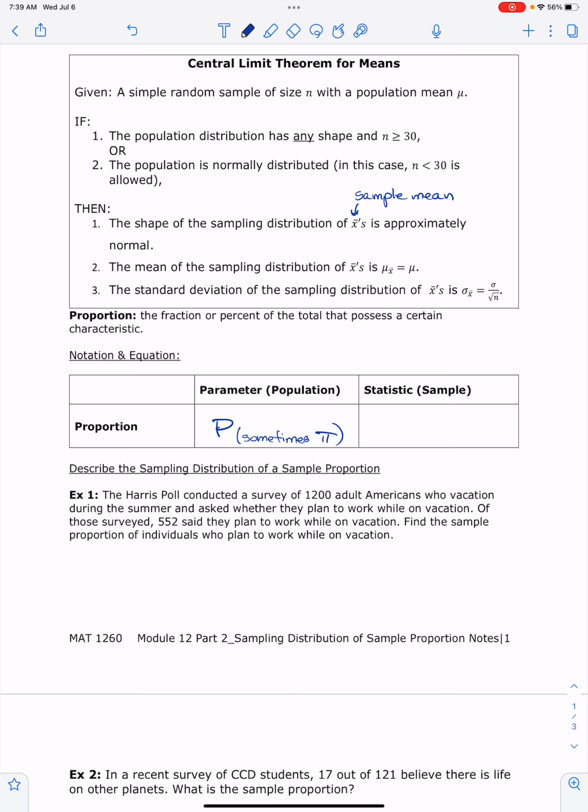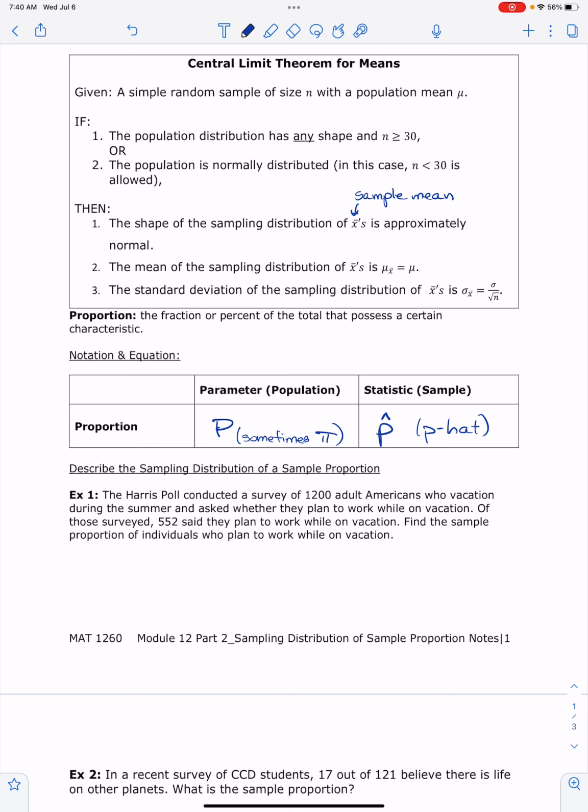For our statistic, we've got the P hat symbol, shows that is the proportion for our sample. So example 1, just talking about the sample proportion.